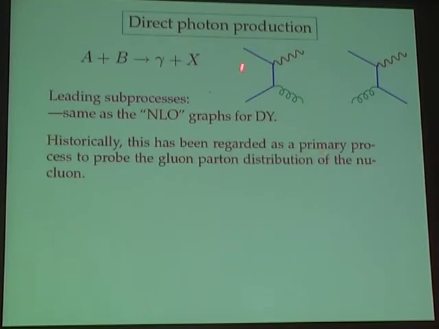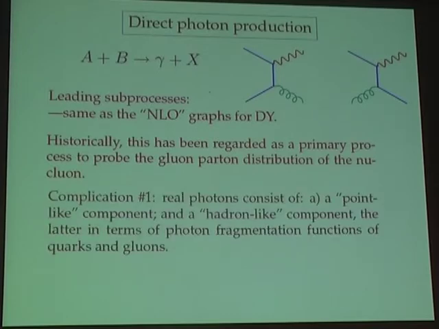Historically, there were high hopes for this, because this is leading order, it gives you a direct handle on the initial state gluon. You say, aha, we can measure the gluon distribution directly from this process. However, unfortunately, a number of complications come in, which Jeff will describe to you. I'll just give you a hint so you can be prepared for it.